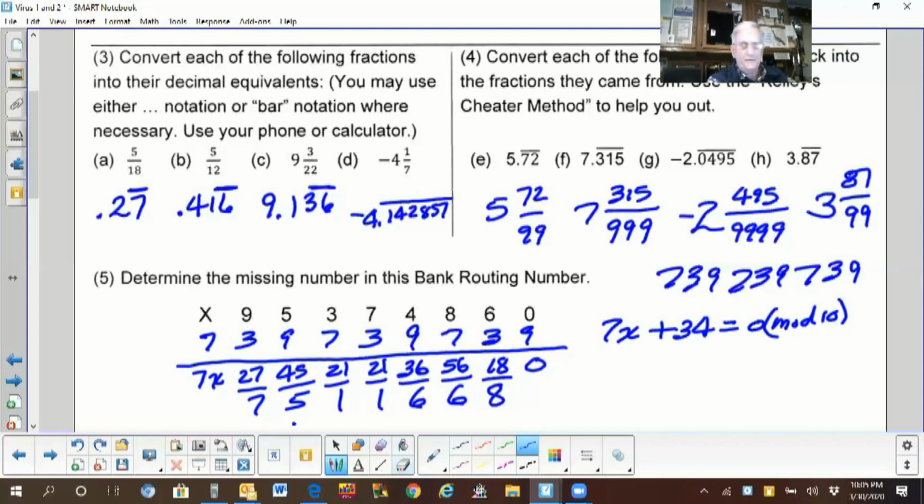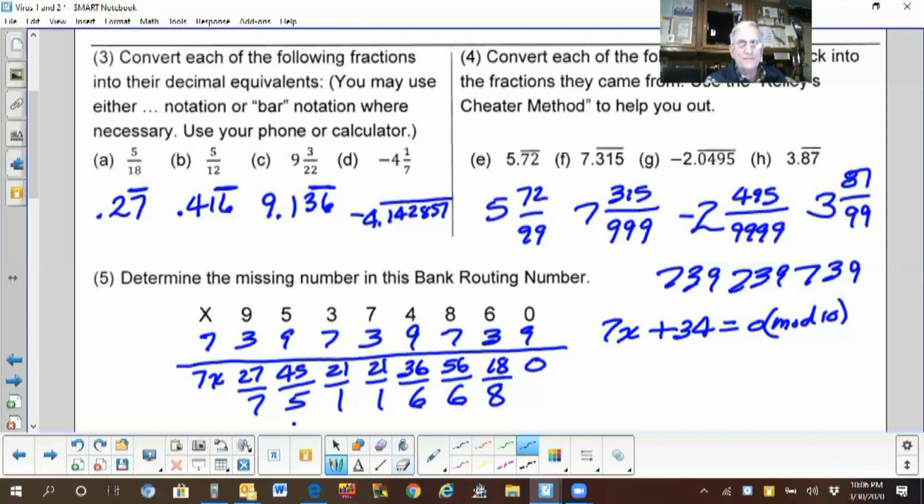Now I have to ask myself, what does 7x, if I multiply 7 times whatever my value of x is, x has to be a one-digit number, what number times 7 will end in what I need to make 34 end in a 0? Well, I think you can see for 34 to end in 0, whatever you multiply 7x to be, when you multiply it out, it has to end in a 6, because 34 and 6 would be 40, which would be 0 mod 10.